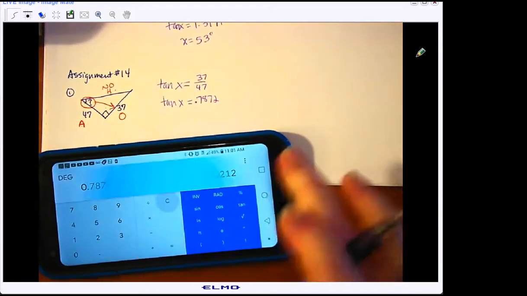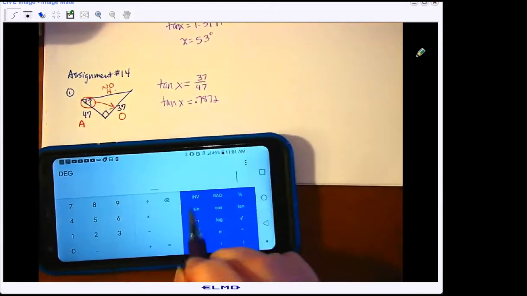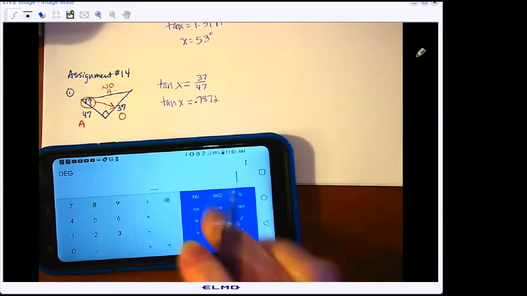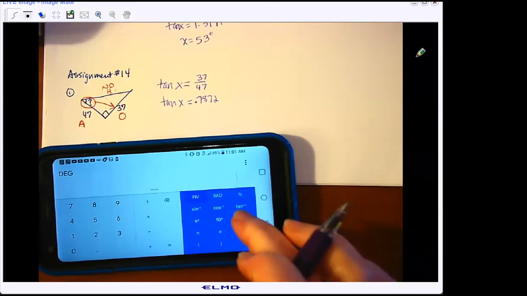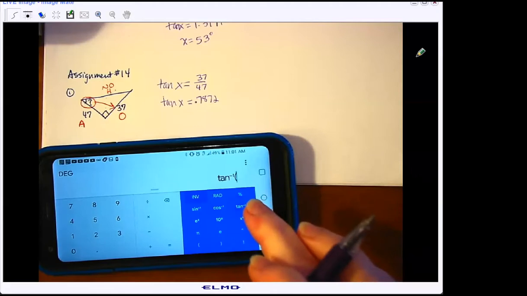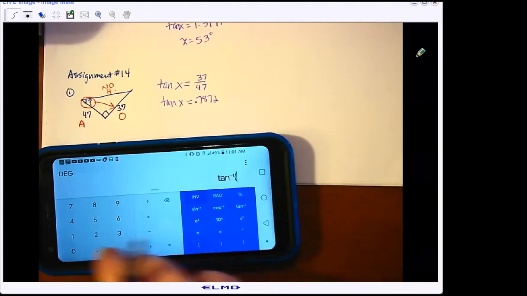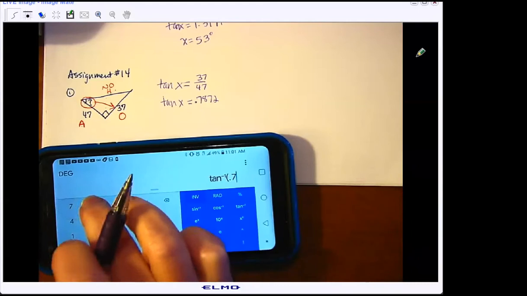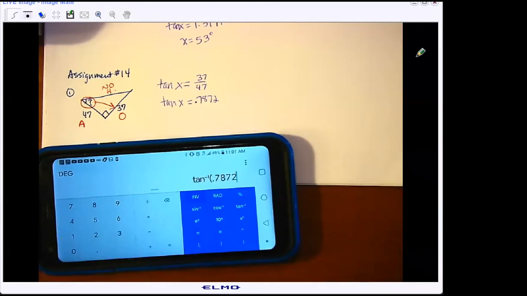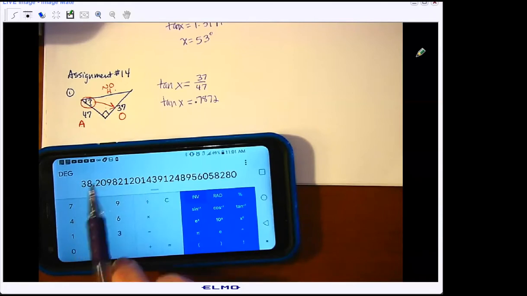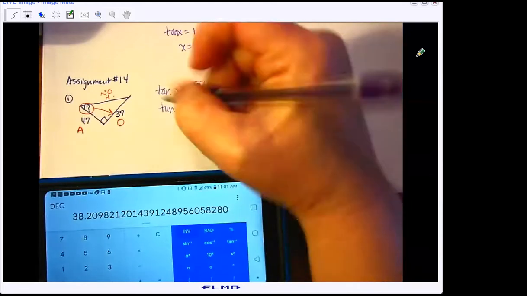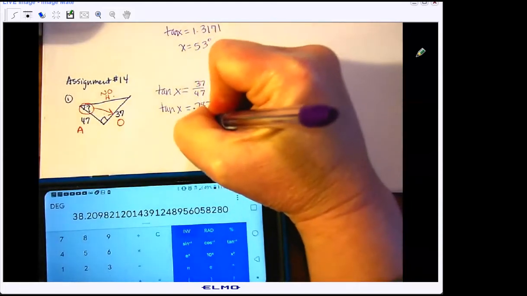And then I would clear it. And then I need to use my inverse key. So inverse, and then tangent, and then 0.7872. And then you have to hit equals. And then we have to ask ourselves, is that closer to 38 or is it closer to 39? Because that's less than 5, our x is equal to 38 degrees. And you're done.